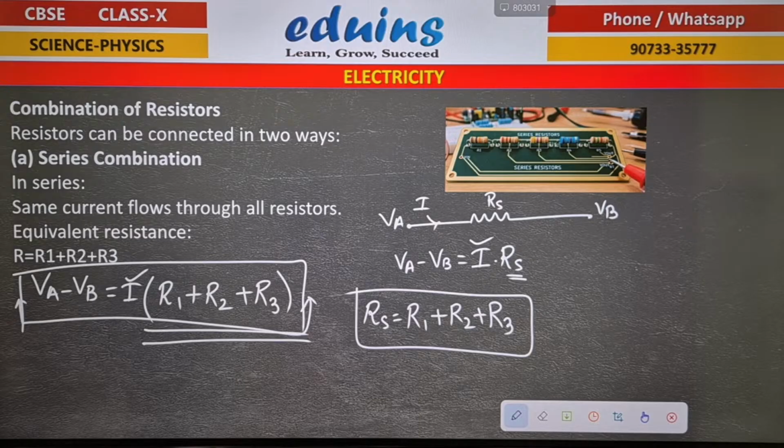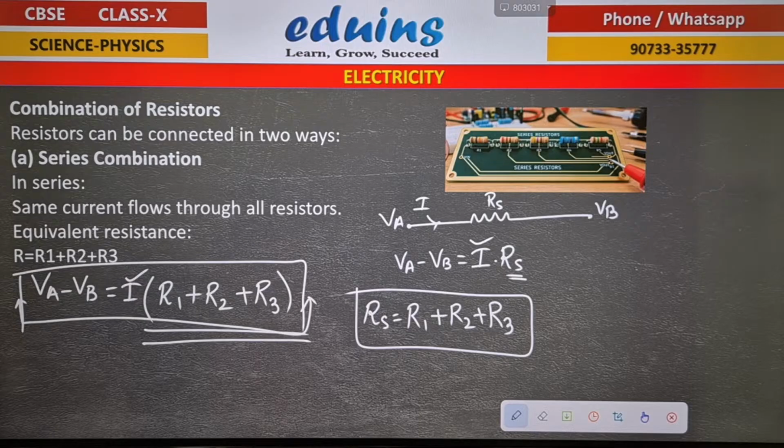If we take n number of resistors, then we have to add up all n resistances. By getting this value, we can get the value of the equivalent resistance.